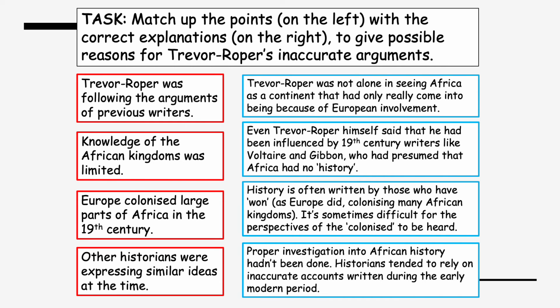So he might have had this view because he was following the arguments of previous writers, and the fact that at this point the knowledge of African kingdoms was quite limited. Another reason was that Europe colonised parts of Africa during the 19th century, and that this was the general view amongst historians. And the pupils can match up the red boxes to the statements on the right that substantiate those points. Like this.